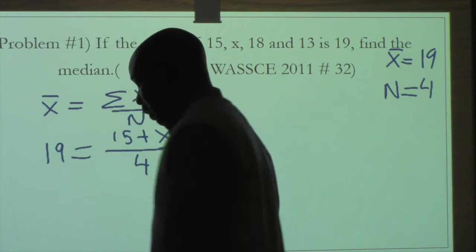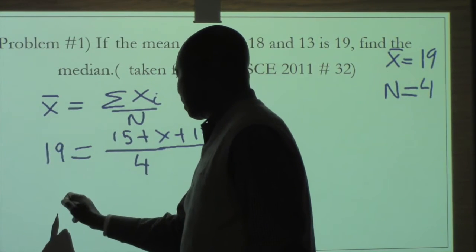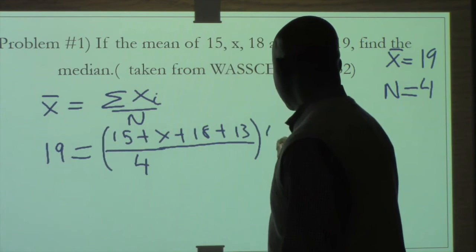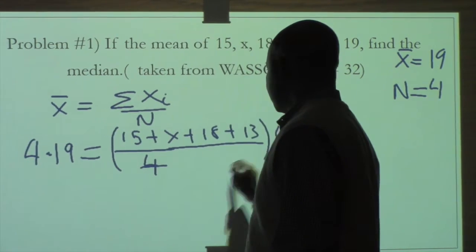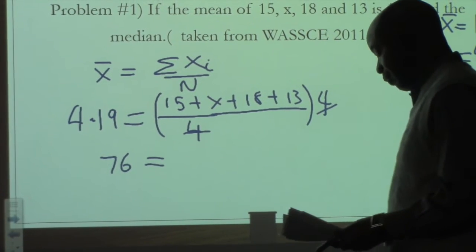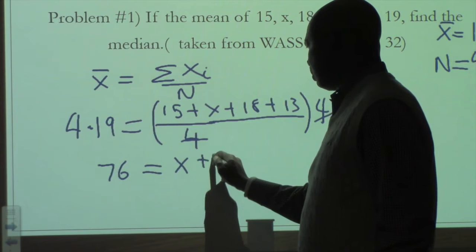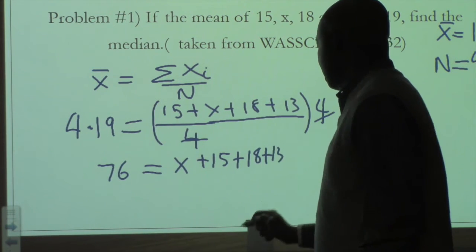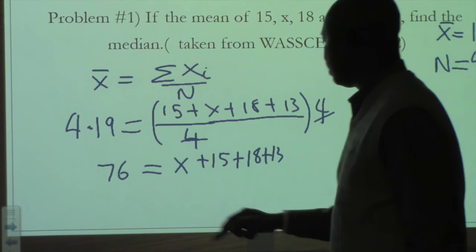Now we don't know what x is, but that's fine because we can multiply both sides by 4. We eliminate the 4 here. 4 times 19 is 76. And then we're going to add up all of these over here. We're going to add x plus 15 plus 18 plus 13. And when we add those numbers, 3 and 8 is 11 plus 5, that's 16. We're going to have 46.